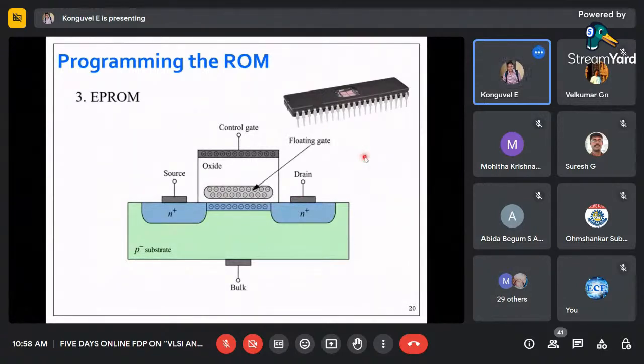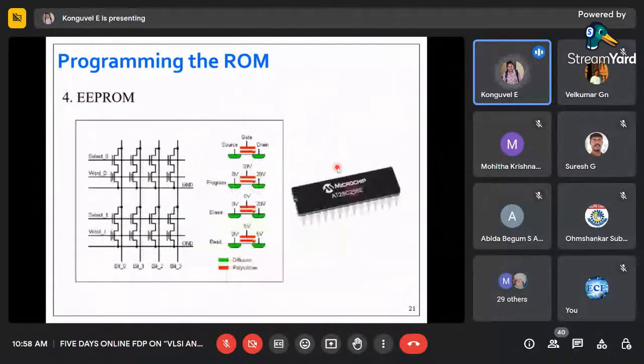This is what will happen in the EPROM, erasable programmable read-only memory. And again, this has now become extinct. This is out of date now. So we are going for electrically erasable PROM. Electrically erasable, the same concept. I mean, the programming is the same concept.